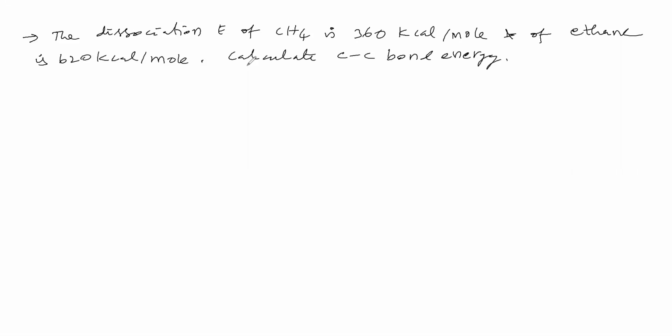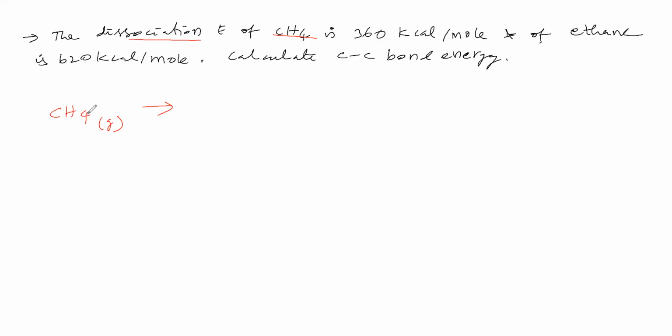Now, first point, what is given means dissociation energy of CH4. What does dissociation energy of CH4 mean? That we will see. Now we will take CH4, because it is undergoing dissociation. So we will take methane on the left side. Methane will exist in the gaseous state. Physical state of methane is gas.